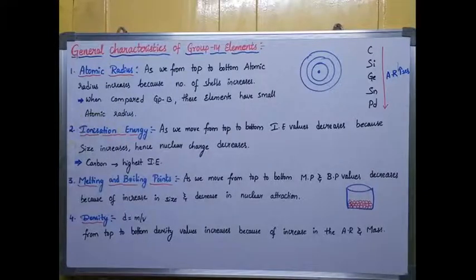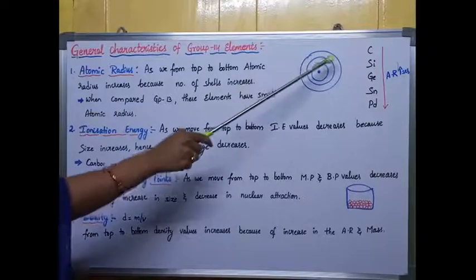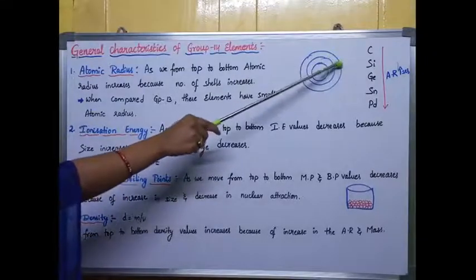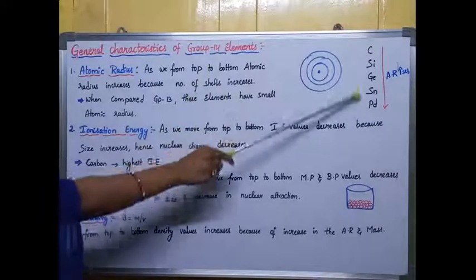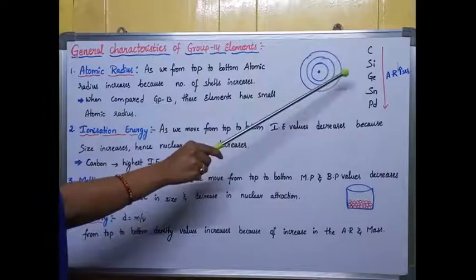Next, coming to ionization energy. I told you what ionization energy is: the amount of energy required to remove a valence electron. As we move from top to bottom, the number of shells increases.